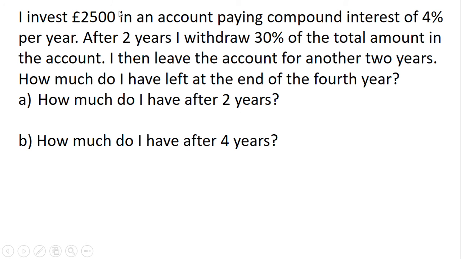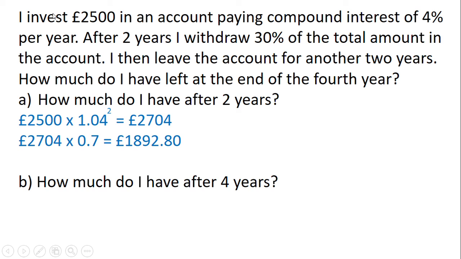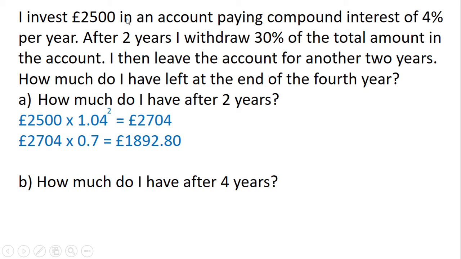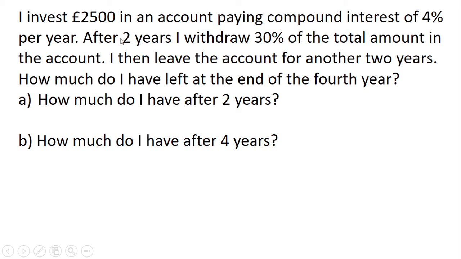Okay. Now, sometimes they try to trick you just to make sure you're not just mechanically applying the same formula again and again and again. Okay. I invest £2,500 in an account paying compound interest of 4% per year. After 2 years, I withdraw 30% of the total amount in the account. I then leave the account for another 2 years. How much do I have at the end of the 4th year?